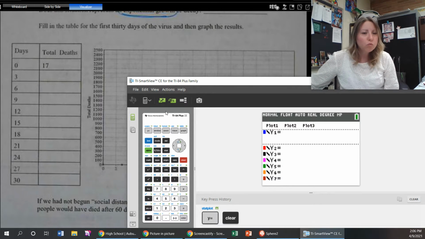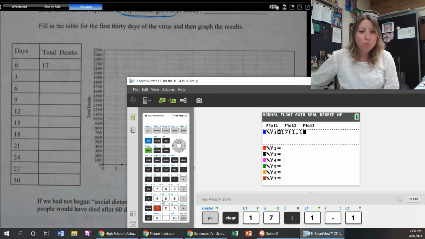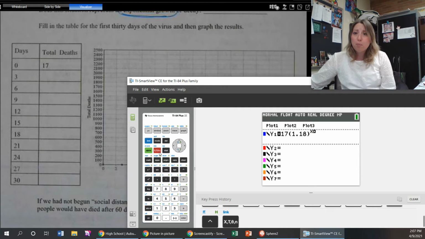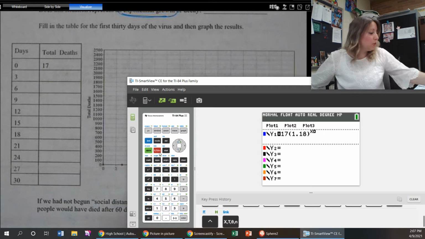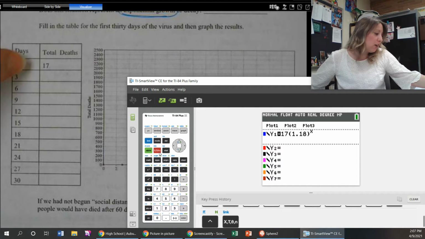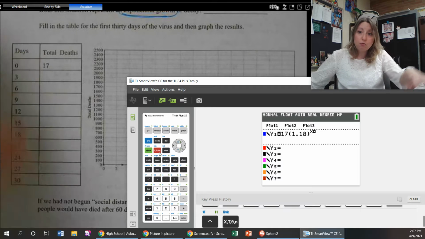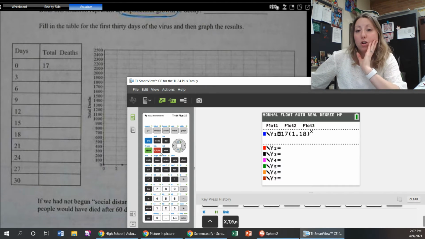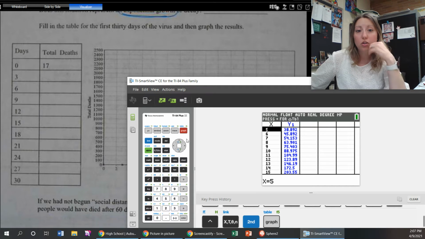Not using my graph right now, so I'm going to just make this bigger so we can see what's going on here. So I'm going to plug in my function, which is 17 times (1.18), caret, x. Okay, and this x is representing days. So 0 days have passed, and there have been 17 deaths for this particular time period that we are looking at. That's at the start, time 0.